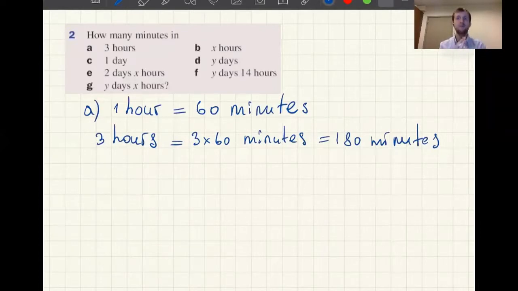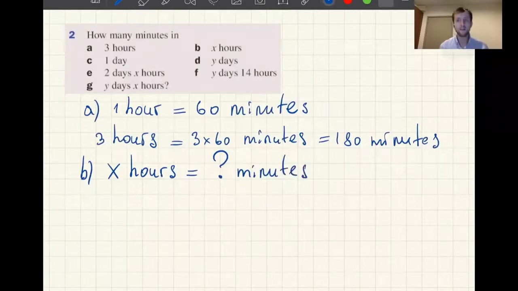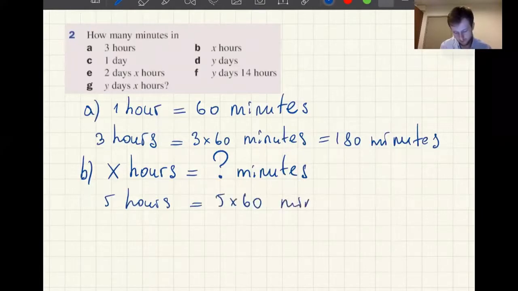Kind of find the formula, because that brings us to letter B, which tells us: X hours is how many minutes? How many minutes is in X hours? So, okay, we can do a couple more analogies. I will give you some more. Let's say 5 hours. 5 hours is equal to 5 times 60 minutes, right? I'm not going to write the answer. It's 300 minutes.